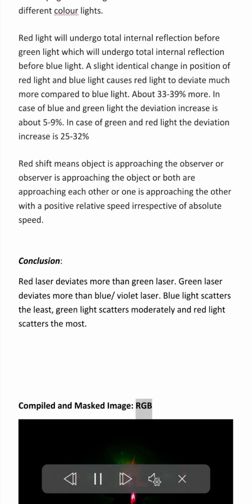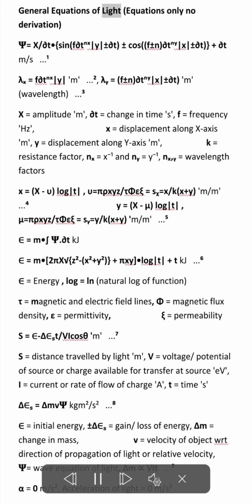Compiled and masked image, RGB. General equations of light, equations only, no derivation. Psi equals x/del t, sine f del t, y, plus or minus del t, plus or minus cosine f plus or minus n del t x, plus or minus del t, plus del t m/s, superscript 1. Lambda equals f del t, y, m, superscript 2. Lambda equals f plus or minus n del t x, plus or minus del t, m, wavelength, superscript 3.